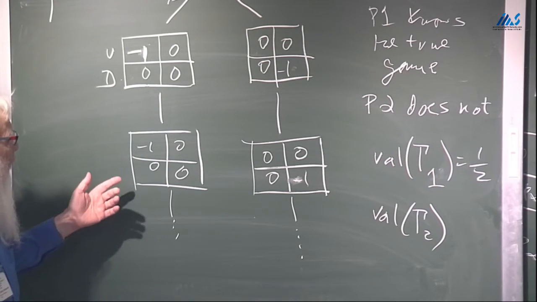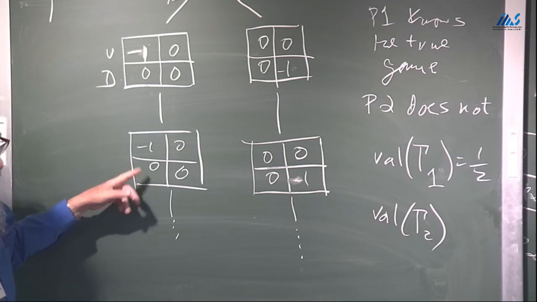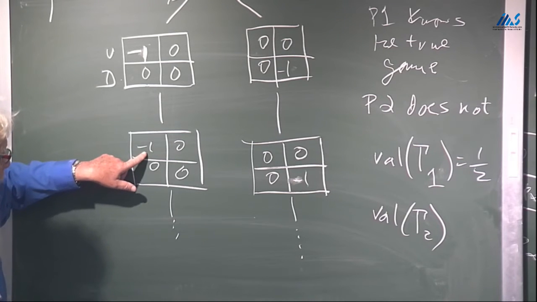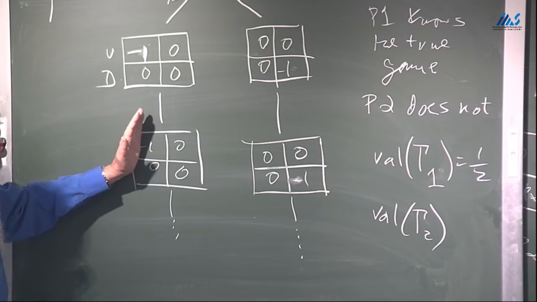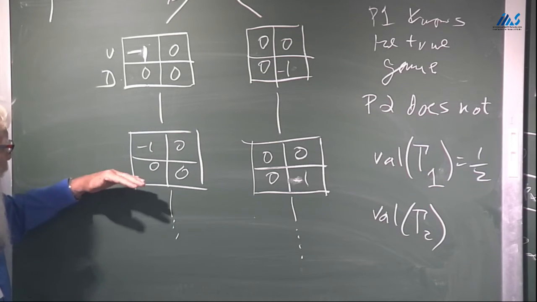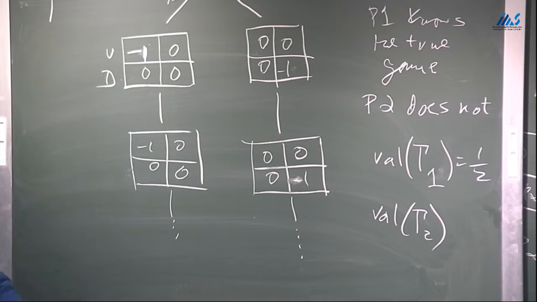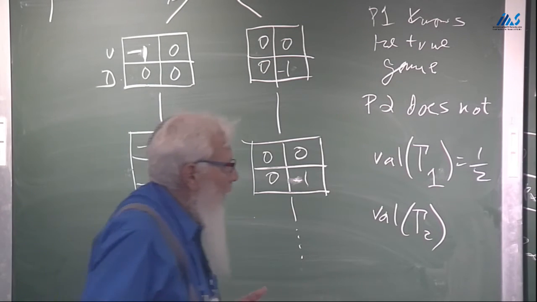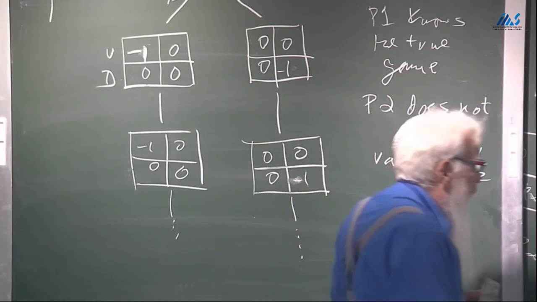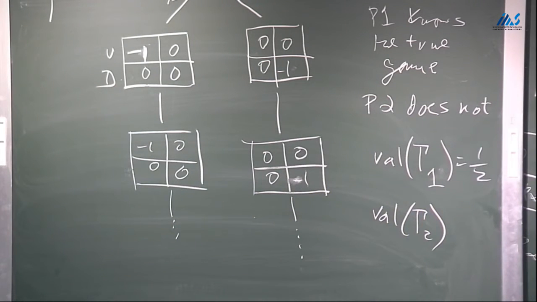What can he do? If player 1 gets -1, player 2 gets 1, he can try to play here. But that's no good. Player 1 will play down always, yes? So the best player 1 can do is to reveal his information right away. And in that case, the value of gamma infinity is 0. It's not -1/4, it's 0.